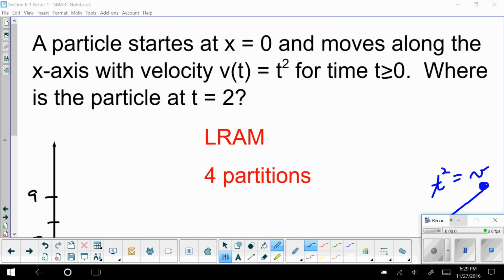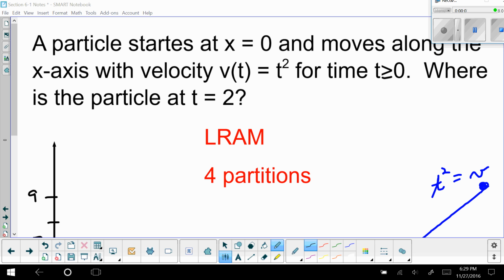So picking up where the last video left off, we were talking about Riemann sums as a way to estimate the area between the x-axis and a function. And if the function is a rate of change, it tells us the total amount of change. Let's say that we're dealing with a velocity of t squared for all time t greater than or equal to 0. And we want to know where's the particle at t equals 2 if it started at 0.